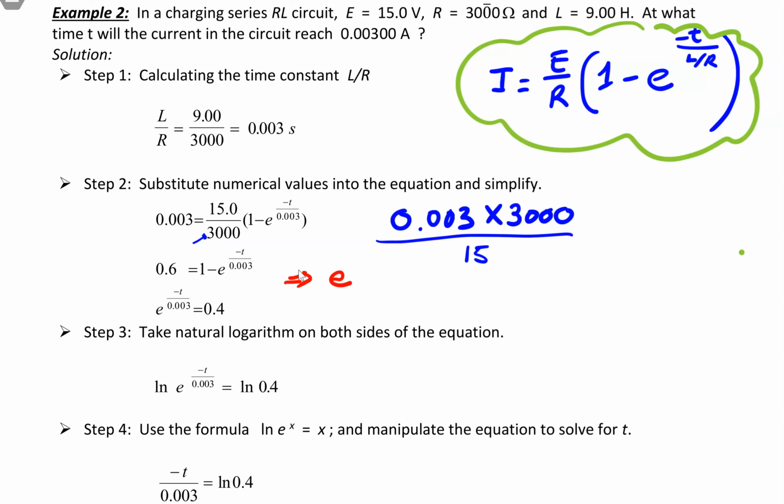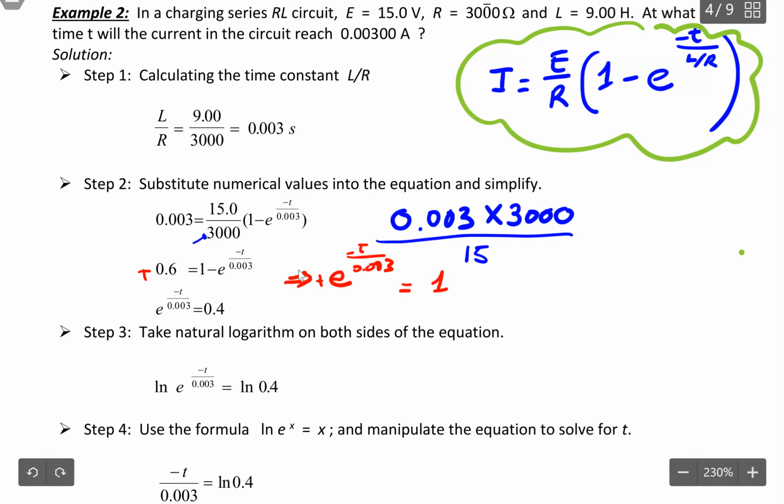Instead of negative e, it turns into a positive, adding the e to this exponent, negative t over 0.03, on this side of the equation. And I bring the operation of adding the 0.6 over to the other side. I subtract 0.6. That's why I get 0.4, and on the other side I just have e raised to the exponent of negative t over 0.03.